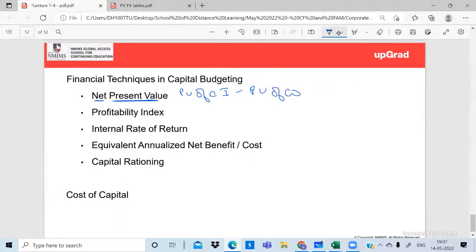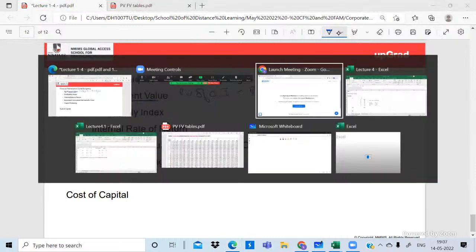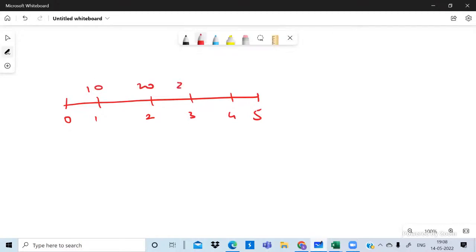outflows. So let's say I've got a project which has a life of, let's say, 5 years. So 1, 2, 3, 4, 5. I'm generating some cash flow. So let's say 10, 20, 30, 40, 50. And I've spent, let's say, 35 over here. 35 lakhs, 35 crores, whatever you feel like assuming.